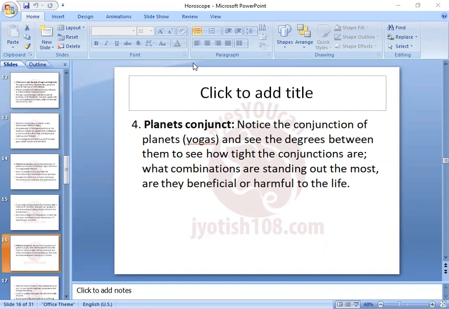And Ashishji has said this correctly: some consider mutual aspects stronger than conjunction for yoga. Yes, it is correct, but this is more about the Upadesha Sutras from Jaimini. Okay, and the word to note here is mutual aspects. That means the seventh house aspects, because the seventh house aspect is the only 100% aspect that a planet has. No other aspect is 100%. Only the seventh house aspect is 100%.